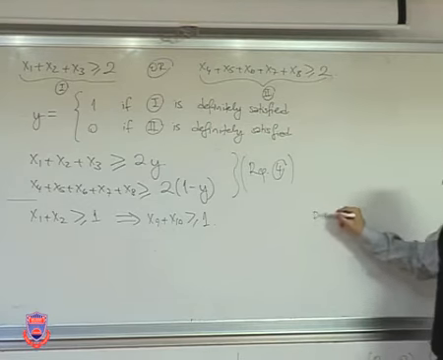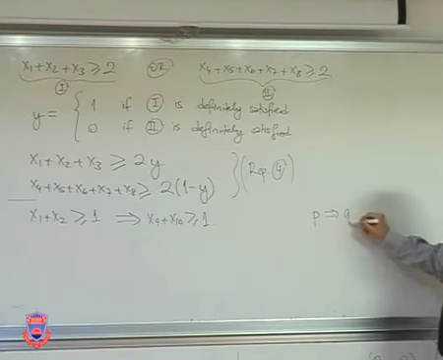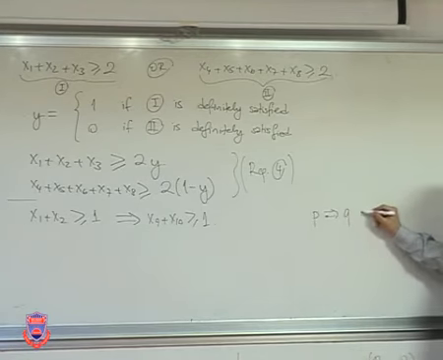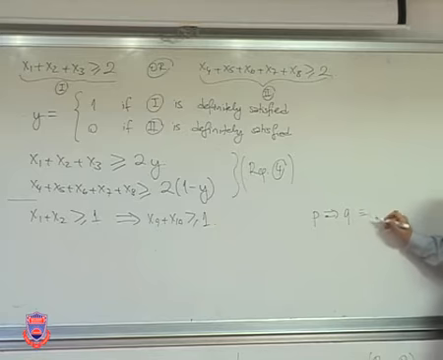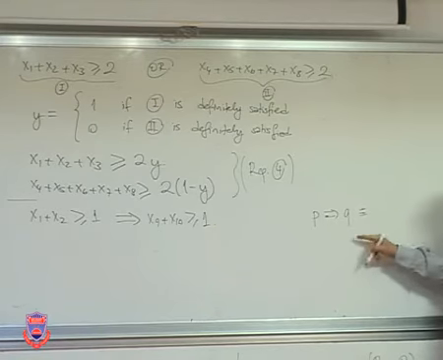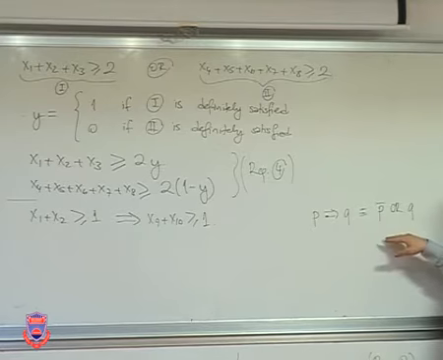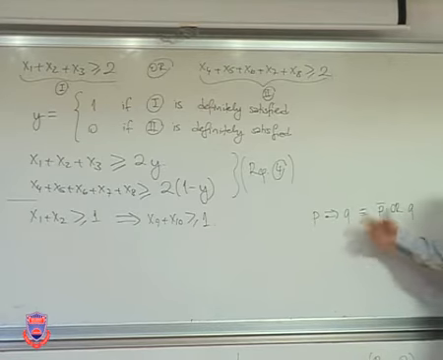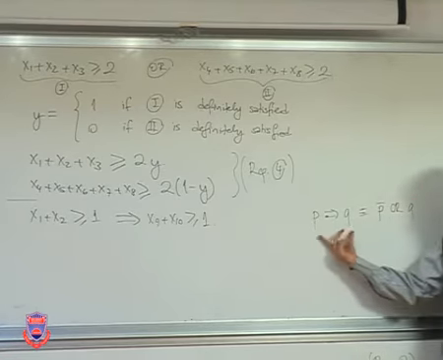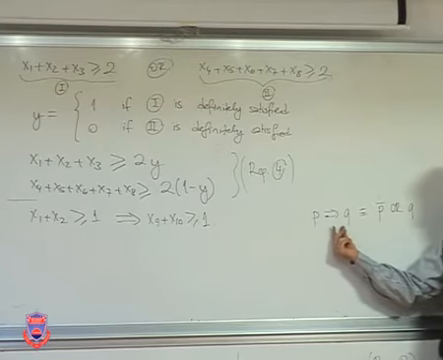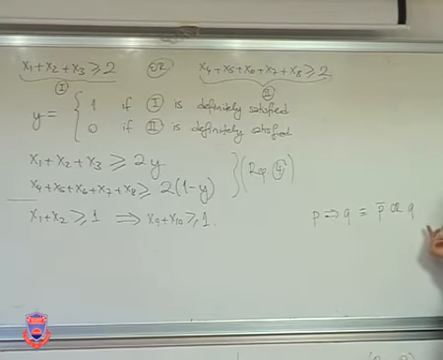So how can I model this constraint? P implies Q. Well, this is the same as not P or Q, right? Do you remember this? So this is basic logic. Basically, this proposition, P implies Q, is equivalent to not P or Q.